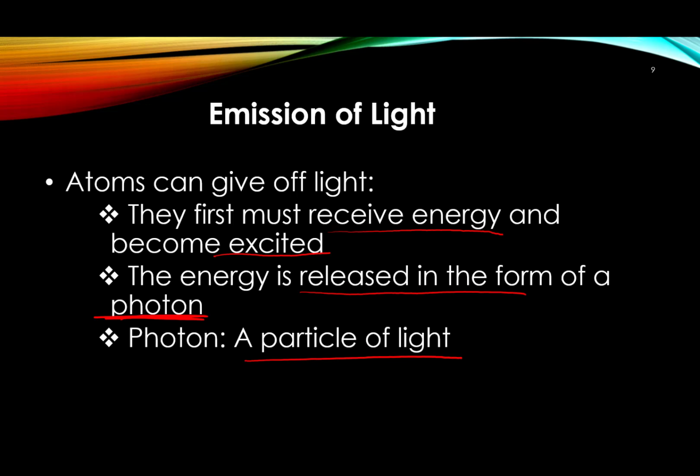Remember, the smallest unit of an element is an atom. The same thing, the smallest unit of light is a photon. Photons are particles of light. Then one more time, an atom absorbs the energy, becomes excited, and eventually releases the energy, and it releases that energy in the form of light.